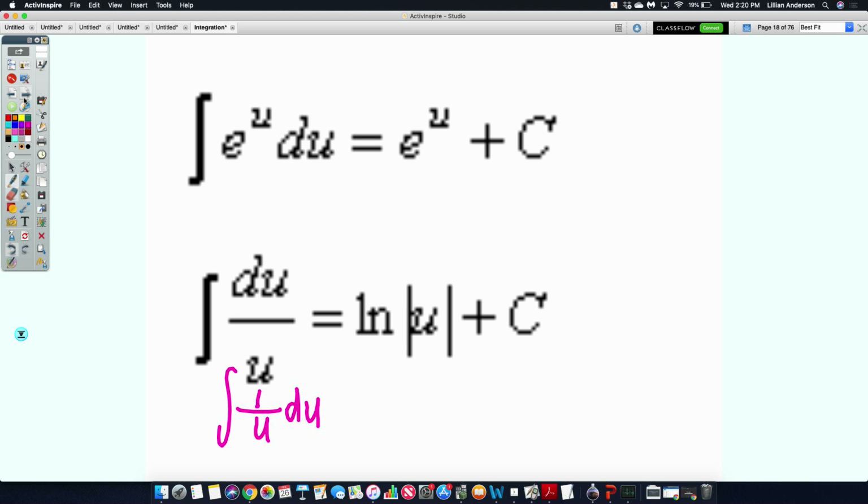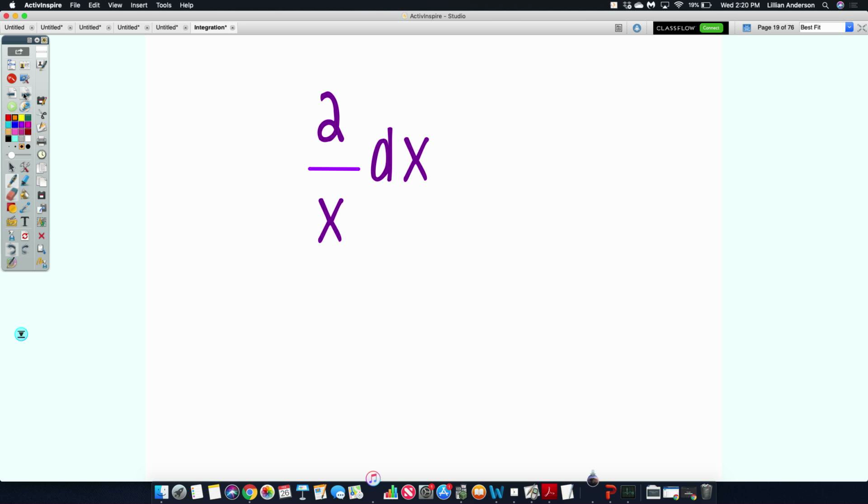Okay? So we're going to look at a few of these, and then we're going to move on to some of the fancier antiderivative ones. I forgot we had so many rules. Okay, this one's a pretty straightforward one. What's this one? 2 ln of x plus c. Don't forget your plus c.